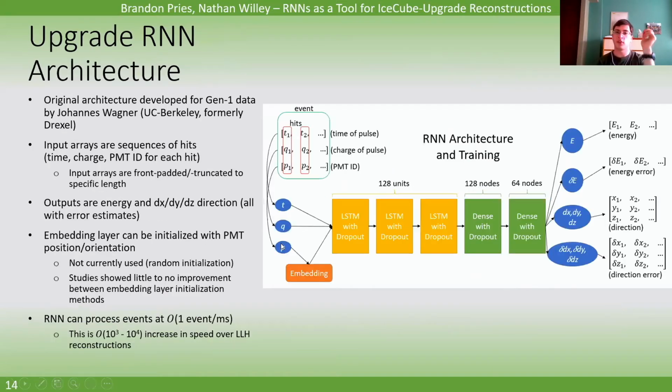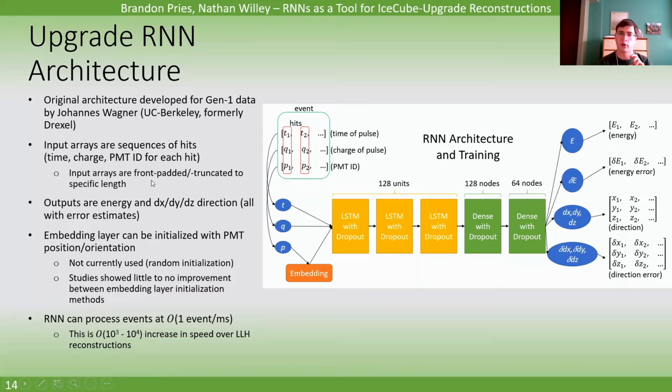To get into the specifics of what I'm using, the original architecture for this was developed for Gen 1 data, the current detector geometry, by another IceCube student named Johannes Wagner. He is now a PhD student, I think, at UC Berkeley, formerly at Drexel. The input arrays are sequences of hits: a time, charge, and some sort of PMT ID for each hit. You feed in these three arrays that all constitute one event into the current network architecture.